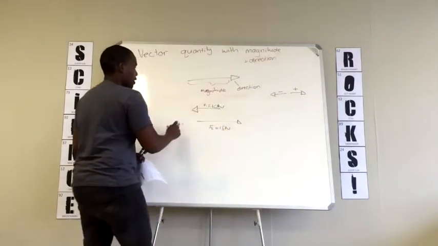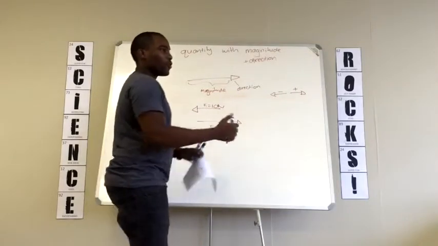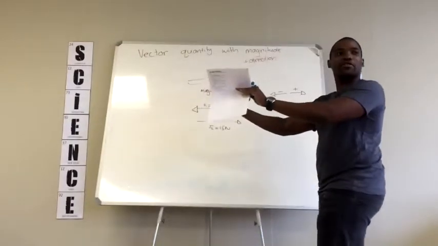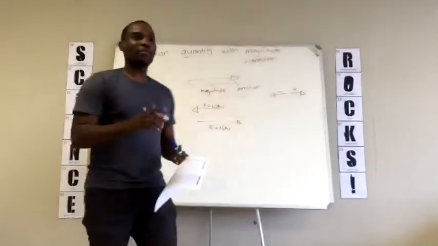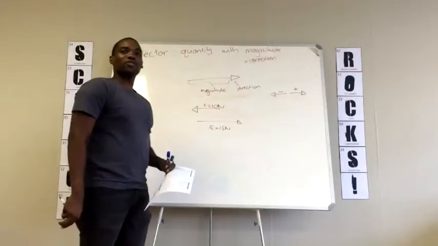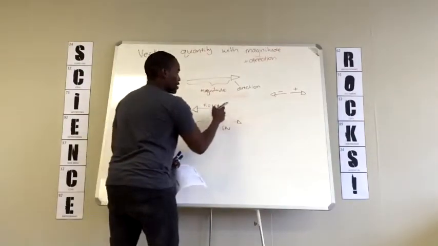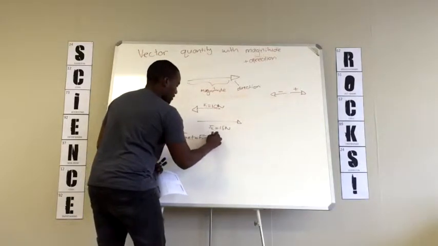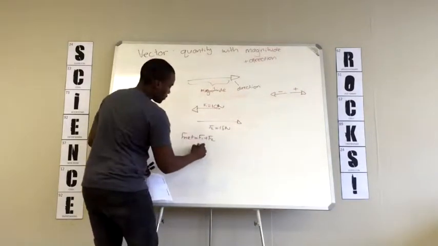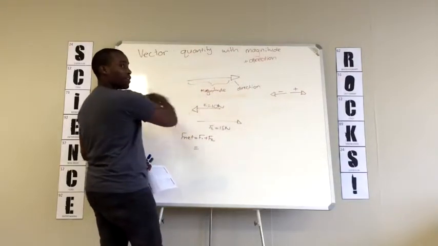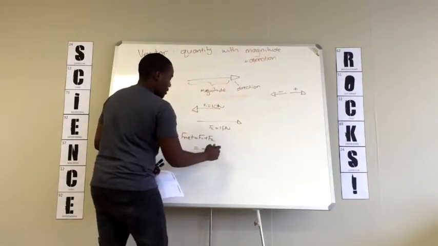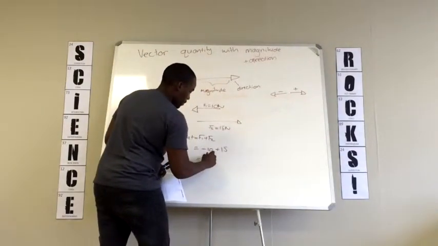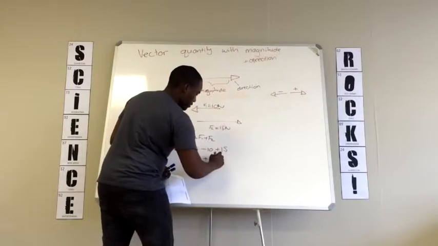Imagine a strong guy like Dylan pushing a table this way with 10 newtons of force, and an even stronger guy pushing the table that way with 15 newtons of force. What'll generally happen? Let's work it out. F net is equal to F1 plus F2. In this case, F1 is acting to the left with 10 newtons, that's negative 10, plus F2 acting that way with 15, that's plus 15. We end up with plus 5 newtons.